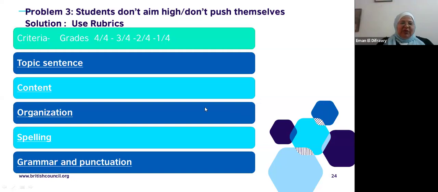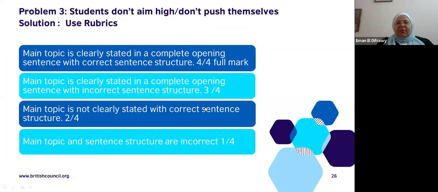Okay, so let me give you an example here. I want you all to look at the screen, please. So here, for example, the main topic is clearly stated in a complete opening sentence. So when you read the student's topic sentence, it's totally clear. You can see where the topic is, where is the controlling idea, and with correct sentence structure. So if both are correct, they can take the full mark, which is 4 out of 4.